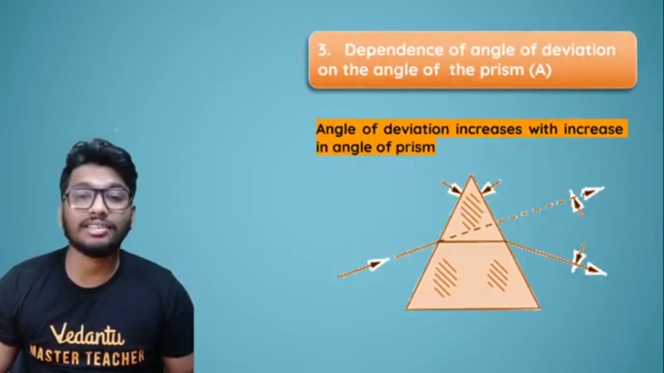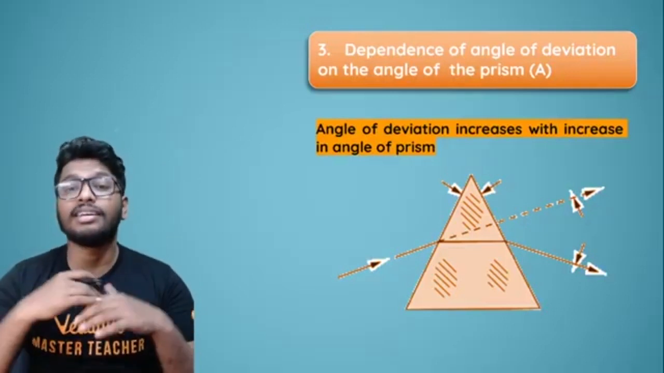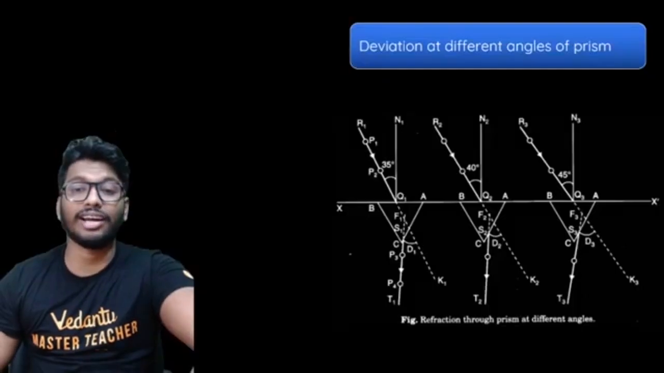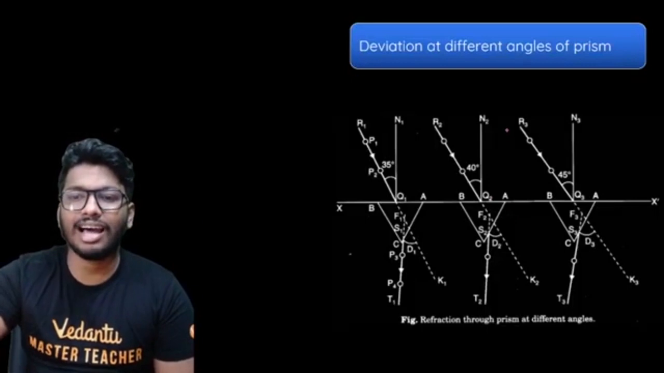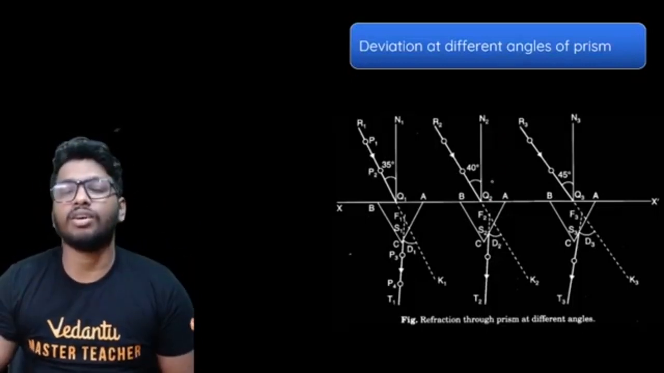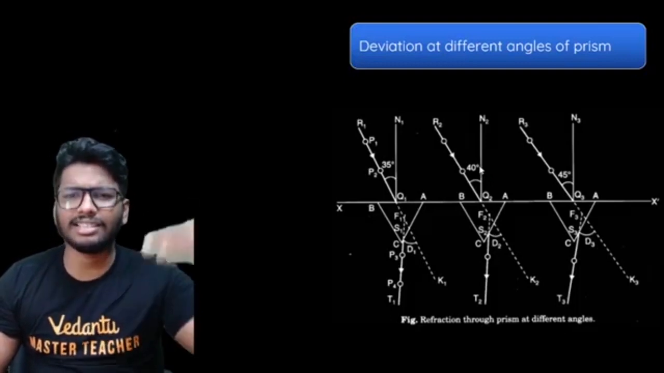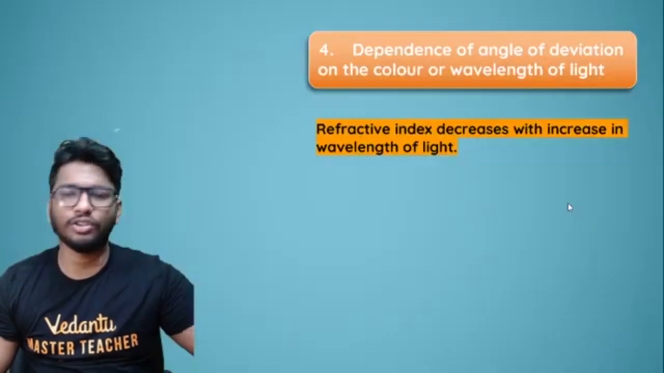The next factor that it depends on is the angle of prism. The greater the angle of prism, the greater would be the deviation as well. So just to give you an idea, this is what it is, guys. If you look at this, you see the angle of incidence is also changing. This is for the incident ray actually. As the angle of incidence is changing, you see that at 45 degrees the angle of deviation is also increasing.